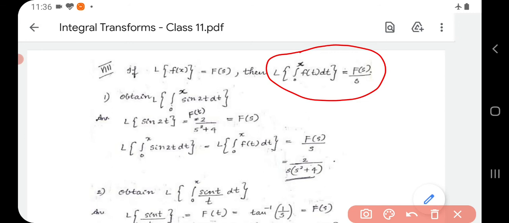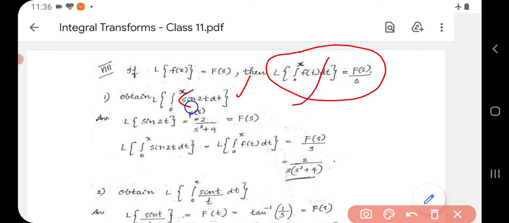If the given question is of the form Laplace transform of the integral 0 to x f(t) dt, then your answer will be the Laplace transform of the function, that is F(s), divided by s. So just write the Laplace transform of the given function and then just divide it by s. See, a similar question: obtain the Laplace transform of the integral 0 to x of sin 2t dt. So this is of this form.